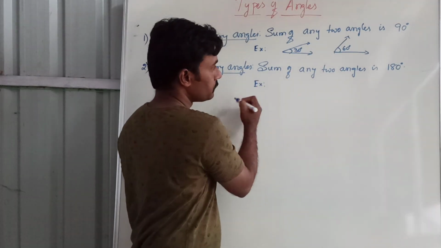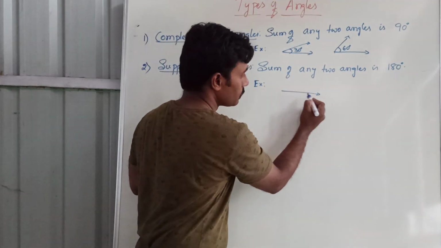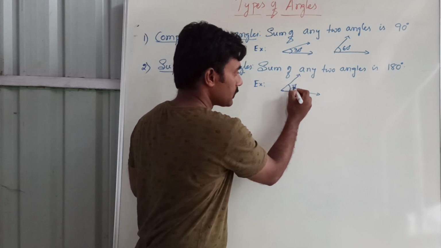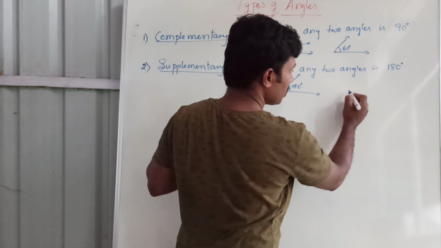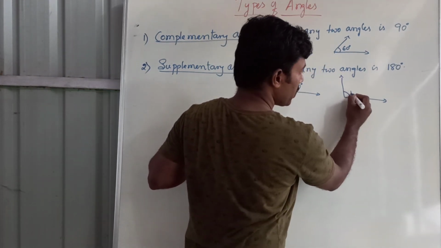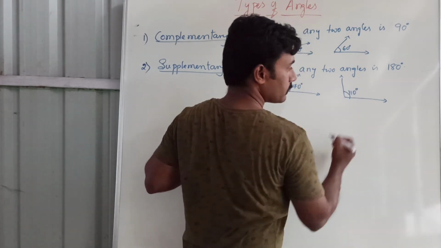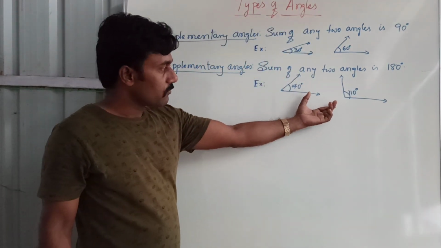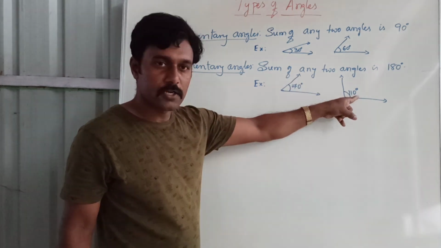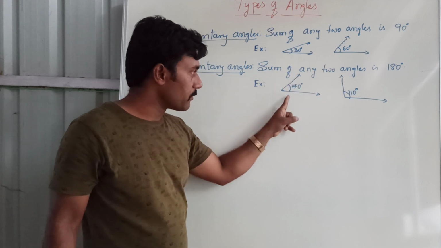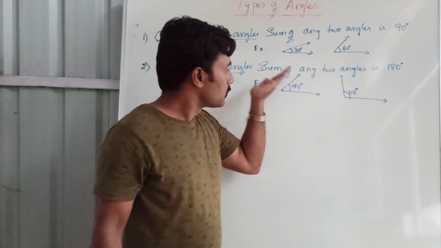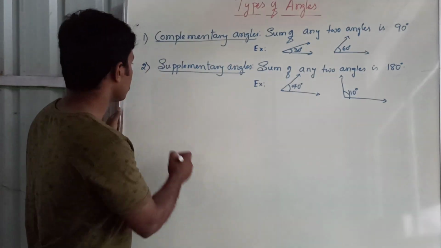Example, their sum must be what? 180 degree. This is 70 degree, one of the angle. Then one of the angle is 110 degree. If their sum is 180 degree, then they are supplementary angles. 70 degree is supplementary of 110 degree and 110 degree is the supplementary of 70 degree. So this is how they are mutually supplementary of each other.